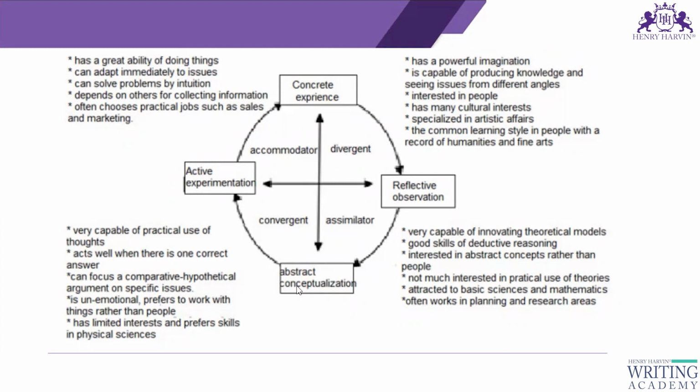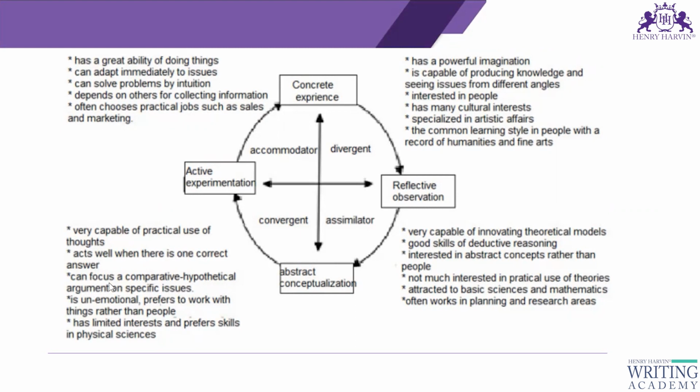Now, when the learning is taking place from abstract conceptualization to active experimentation, here it is very capable of practical use of thoughts. Yes, because my thoughts are generated in my mind. Now I have to do those things. I have to execute those things. Then only the experimentation will happen. That's what it is going to use, very capable of using practical thoughts. It acts well when there is one correct answer. Why one correct answer? Because experiments give you results. My thought comes into the picture: yes, this is the thing I want to do. Then only will you act. Right now you have to do that. So that's the one correct answer. You will get it and you will act on it.